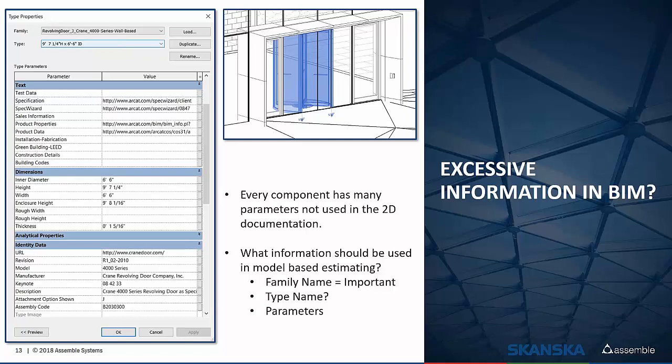Type name, I've heard both sides, that, hey, that's important or it's not. In this example, we've got a height and width in the type name, and obviously those parameters are available, so that is not quite as pertinent as the family name. So, the information is there. You want to make sure that you're getting the right information, though. So, again, that goes back to communicating with design.